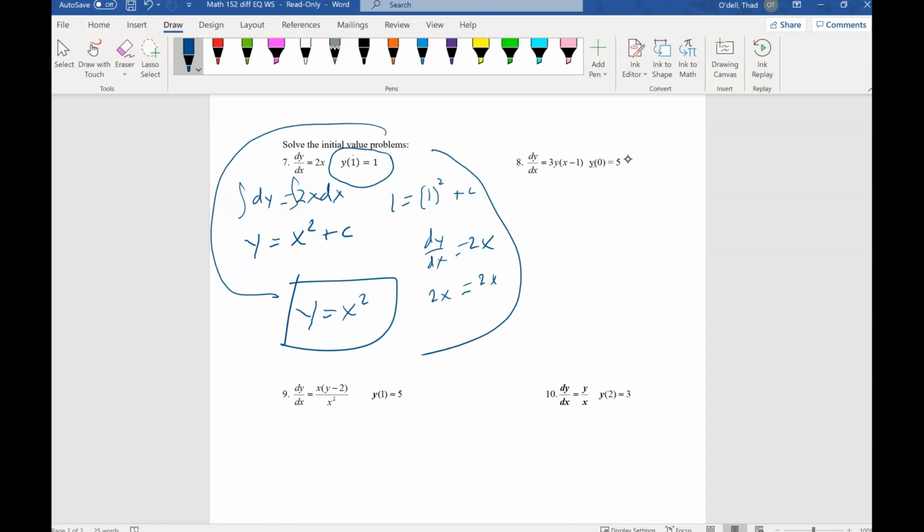Okay, so this one's kind of a cute one. First thing you want to do is separate variables again. So I have dy over y is equal to, and I'm just going to leave the 3 here and multiply it through, so that would be 3x minus 3 dx. So then I integrate both sides. I get natural log of y is equal to 3/2 x squared minus 3x plus c. Exponentiate both sides, and I get y is equal to k times e to the 3/2 x squared minus 3x.